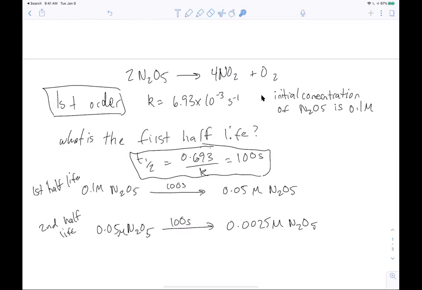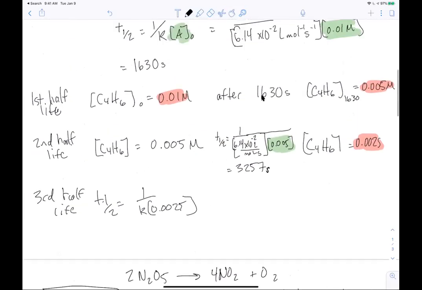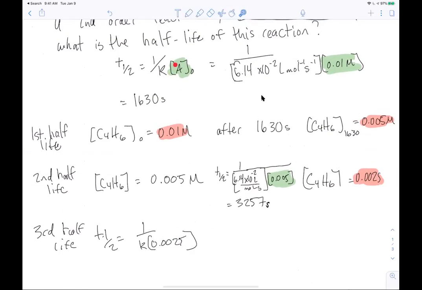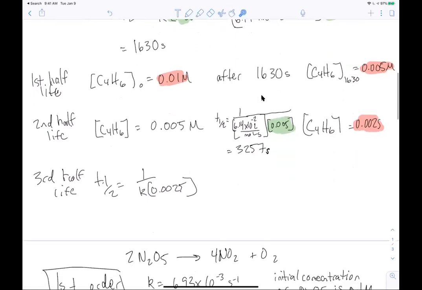But yeah, so here our second half-life is just 100 seconds. Our third half-life would be 100 seconds. Our fourth half-life would be 100 seconds. And so what we see for first order is that the half-life time is not dependent on the concentration at all. Whereas up here, because we have a concentration term in the half-life equation, we see that that's not the case. In order to go from 0.01 to 0.005, it took 1,600 seconds, give or take, and then to go from 0.005 to 0.0025, now it's going to take over 3,000 seconds. And so we see that the half-life decreases as the concentration decreases.